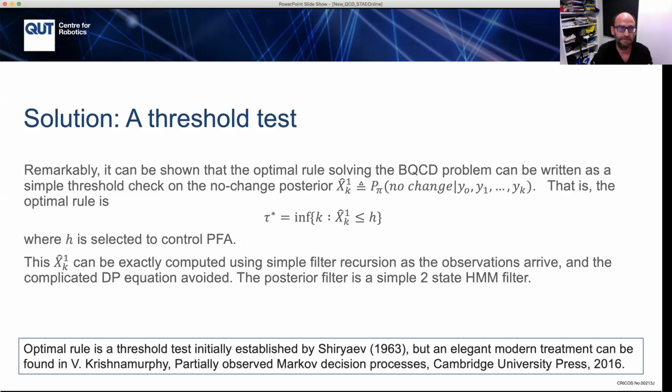And those who know a bit about my history would know I'd probably like to turn everything into a hidden Markov model filter problem if I could. And it turns out I like thinking about this posterior recursion as a simple two-state hidden Markov model filter. This result was originally established in 1963, so it's an old result. But if you're interested in learning more about quickest change detection and you're coming from a control community, I might recommend Vikram Krishnamurthy's 2016 book. It's got a modern, elegant treatment, which I think is probably more accessible to some than the original 1963 paper.